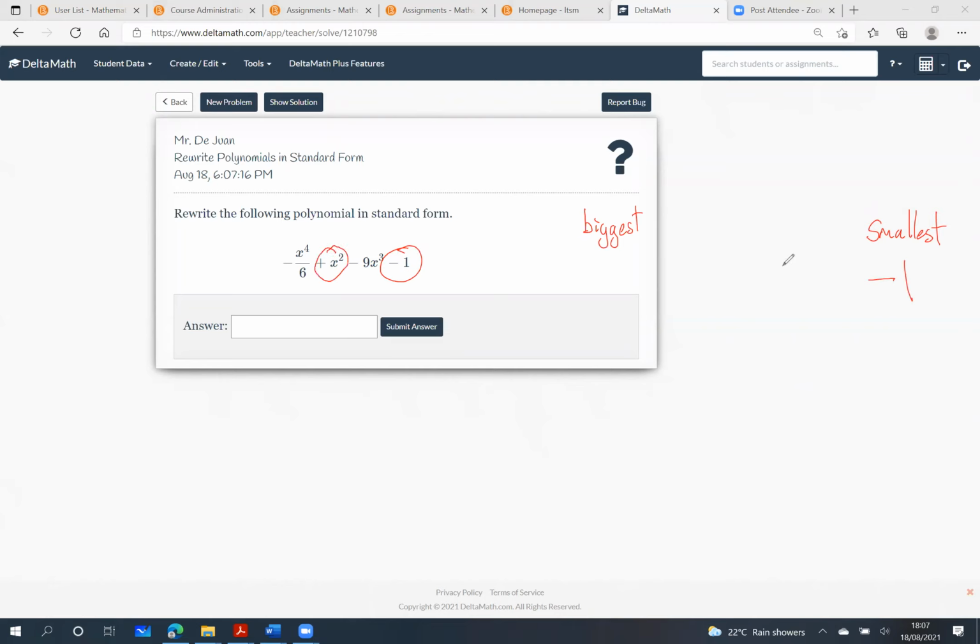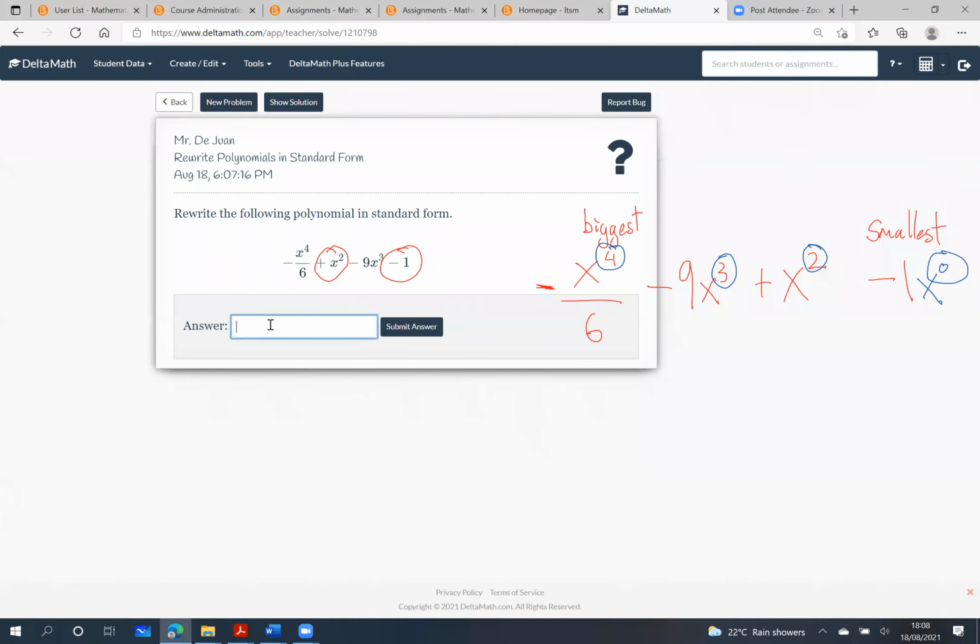X squared, yeah, plus x squared, minus 9x cubed and x to the power of 4 over 6 minus, yeah. That's how it should be because if you look at the exponents, we have 4, 3, 2, and technically speaking, 0. A number on its own is the variable to the power of 0 because anything to 0 is 1.